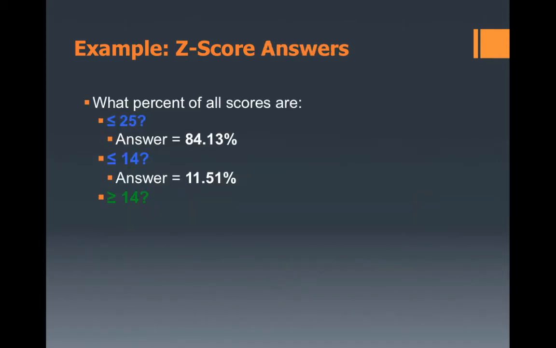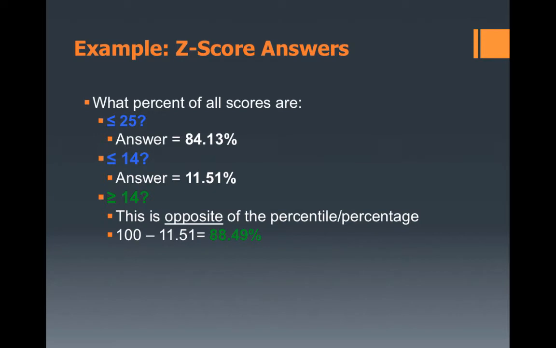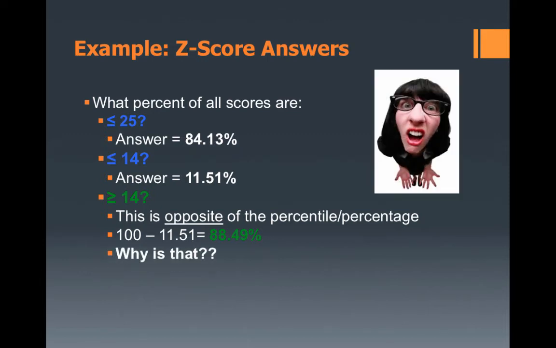Okay, so we've already found this percentage of all scores that are less than or equal to 25 and 14. But what about greater than 14? Remember, I mentioned that this is kind of the opposite of the percentage or percentile question. So what I mean by that is really taking it from 100. So if we know that the scores that are less than or equal to 14 is 11.51, well, we can figure out the scores that are greater than that by subtracting that percentage from 100 to give us 88.49%. Well, why is that? We'll see in just a moment.